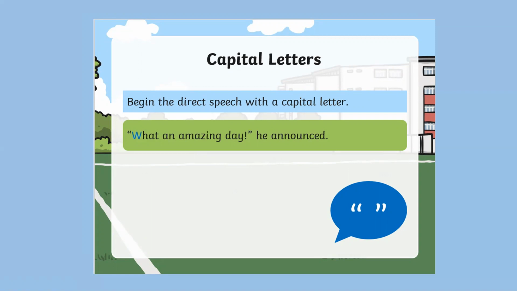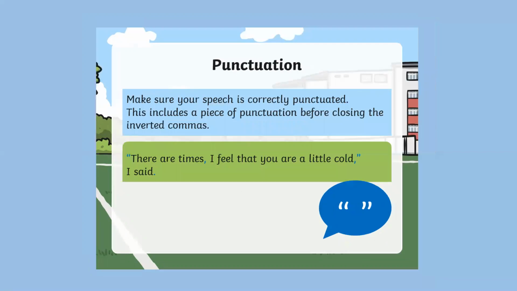We also have to make sure that whenever we are using inverted commas, our direct speech, the thing that the person's saying, always starts with a capital letter. You can see that that's blue to make it stand out for you. My W is a capital. We also have to make sure that our speech is correctly punctuated. We have to have a piece of punctuation before our closing inverted comma or our second inverted comma. Now you can finish your sentence with a full stop, a comma, a question mark, or an exclamation mark. It will depend on the type of sentence you're writing to what punctuation you need to put at the end.